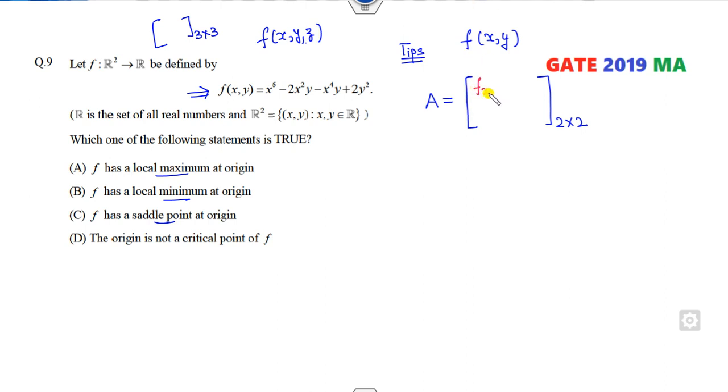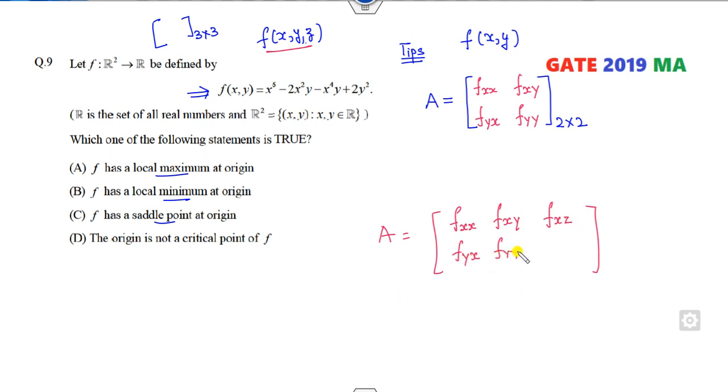The first element is fxx, the second is fxy, this is fyx, and this is fyy. If it has 3 variables, then how can you define it? The first row is with respect to x, so fxx, fxy, and fxz. The second row is y with respect to x, y with respect to y, y with respect to z. The third row is z with respect to x, z with respect to y, and z with respect to z. If it is 4 cross 4, then you can write it as a 4 cross 4 matrix here.